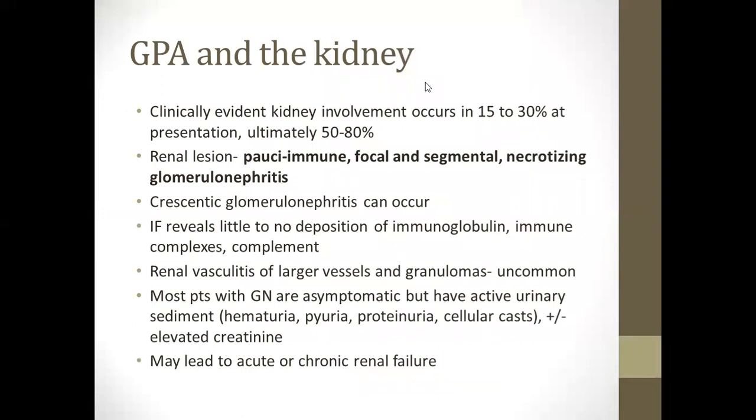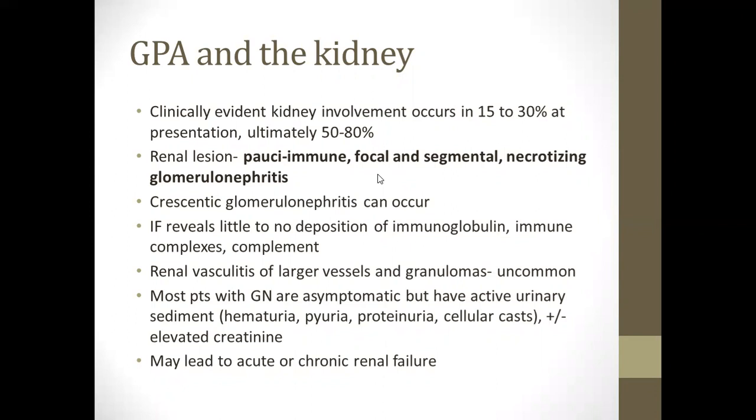And then the kidney, clinically evident kidney involvement occurs about 15 to 30% at presentation, but ultimately 50 to 80% will have it. As we mentioned, it's pauci-immune. We don't see lots of deposition of immunoglobulin, immune complexes or complement, but we do see some. So it doesn't mean zero, it just means not a lot, as opposed to the lupus renal lesion, which would have lots of immune complex complement deposition. It can have crescentic changes there as well. Renal vasculitis can occur, but it's not likely to occur.